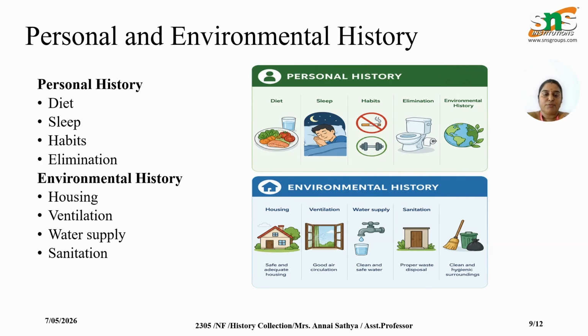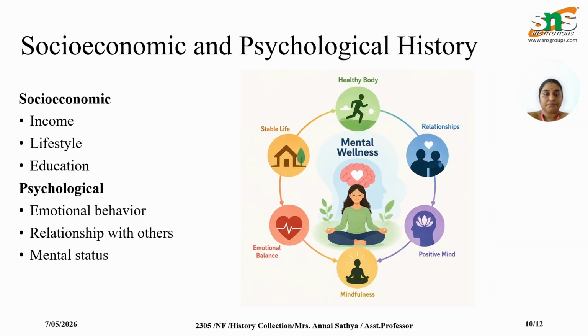So, personal and environmental history. The personal history includes the diet of the patient, sleep pattern, habits, exercise and elimination. Habits such as smoking and alcohol consumption can affect health significantly. Environmental history includes housing conditions, such as ventilation, water supply, sanitation, and the surroundings of their houses. Poor environmental conditions may increase the risk of infection and diseases. Nurses should assess both personal and environmental factors to provide holistic care.